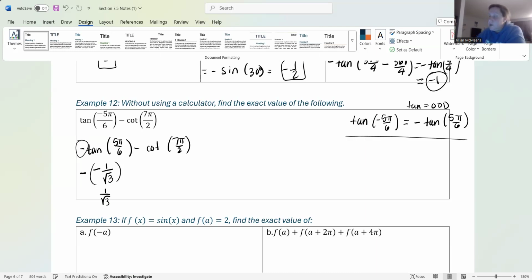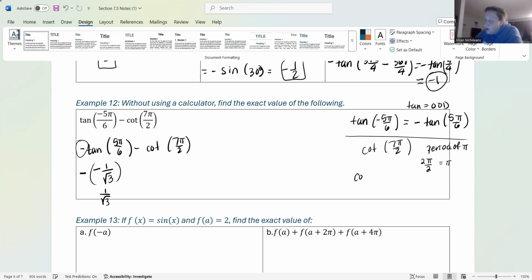Now let's address cotangent. Okay, cotangent we know is periodic and it has a period of pi. Okay, so we know we're dealing with pi over 2s. We've got this denominator of 2. So let's rewrite pi as 2 pi over 2. So that's still equal to pi. 2 over 2 is just 1. 1 times pi is pi. But now we have this denominator that we can work with.